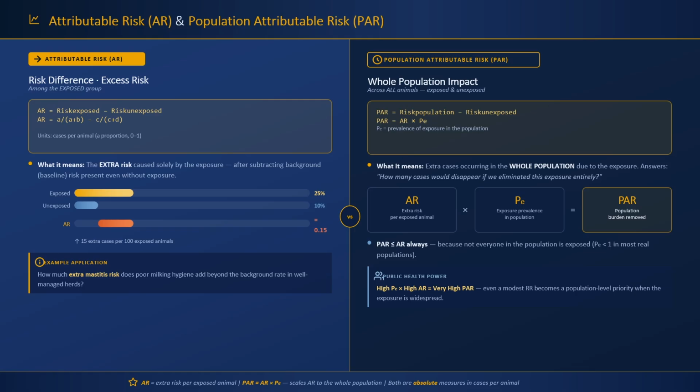Note the relation. Population attributable risk is always less than or equal to attributable risk because not every animal in the population is exposed. And here's the public health punchline. A high exposure prevalence multiplied by even a modest attributable risk can produce a very large population attributable risk. Widespread exposures with unimpressive relative risks often deserve top priority.